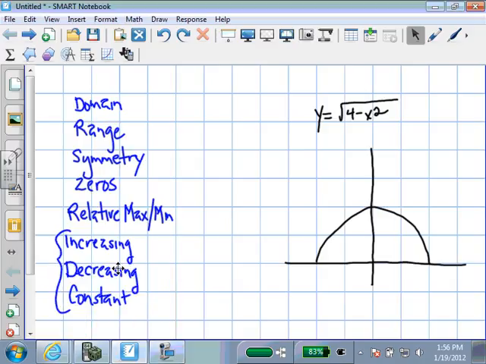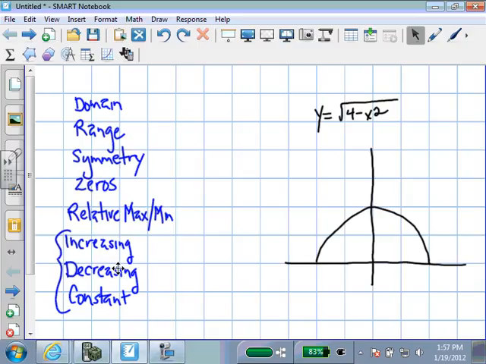This is a lesson on 1.4, analyzing graphs, analyzing functions, and we choose the categories we want. I have chosen domain, range, symmetry, zeros, relative maximums and minimums, and where the function is increasing, decreasing, and constant. So, for example, I have graphed over here f of x equals the square root of 4 minus x squared. It makes the top half of a circle.